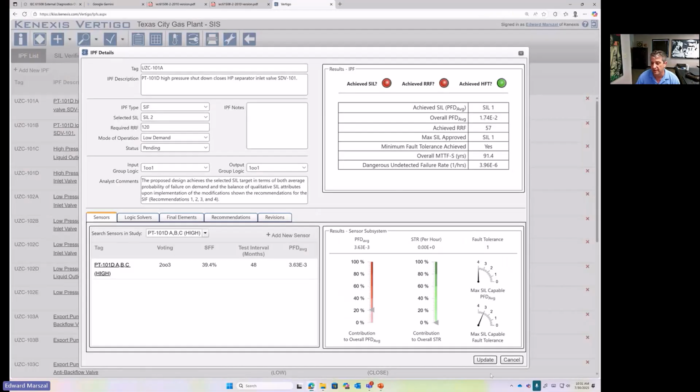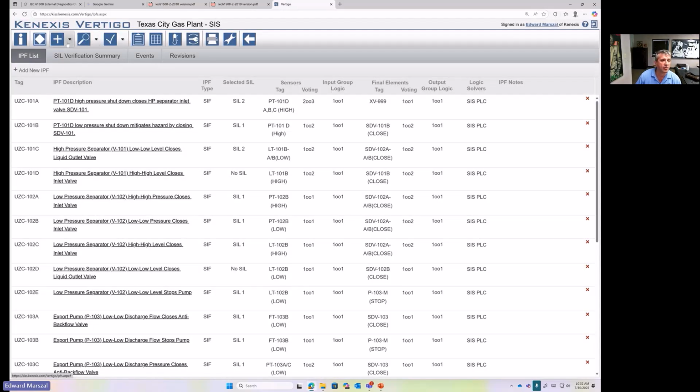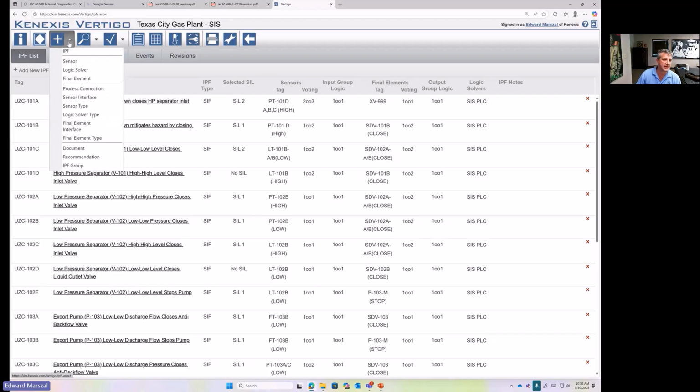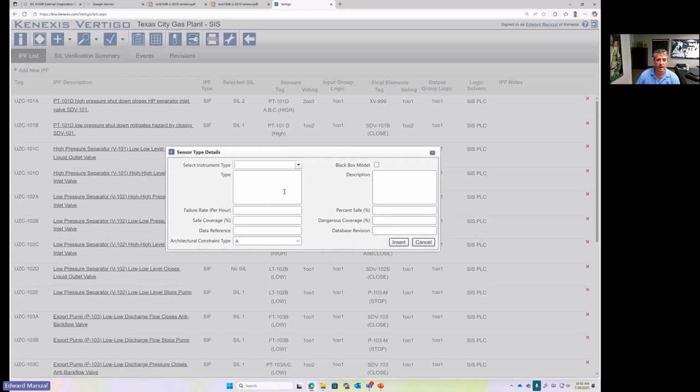Let me get the item back out. And what I'm going to do now is create a new sensor type. I'm just going to call this EDS new demo sensor. I'm going to give it a failure rate of 2E minus 6 and a percent safe of 50. So 50% safe, which means our lambda S is 1E minus 6 and our lambda D is 1E minus 6.